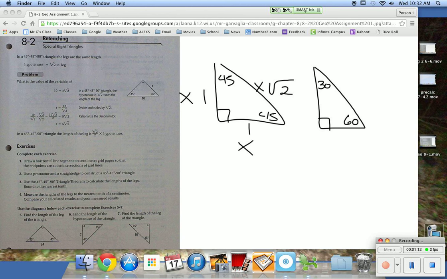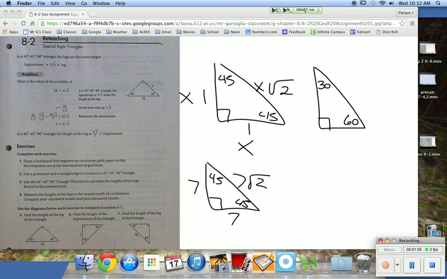So if you take a look, you might have 7. They might give you a 45-45 that looks like this. They say this is 7, this is 7. You can immediately tell what the hypotenuse is: 7 square root of 2. All right? It's whatever that leg is, square root of 2.